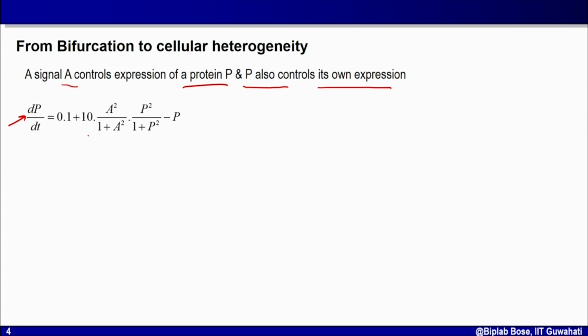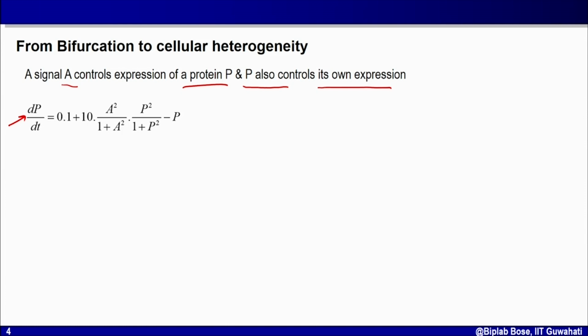dP/dt is equal to 0.1, a constant, plus 10 into a square by 1 plus a square, where a is the signal coming in, into p square divided by 1 plus p square. P is the protein itself, minus p. Obviously the minus p part is for degradation of the protein, you can easily assume. Now let us look into the behavior of this ODE.